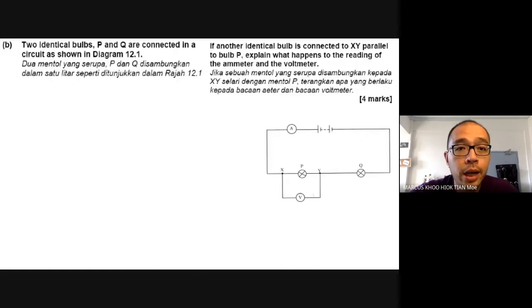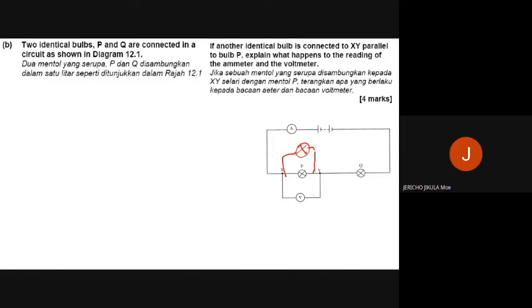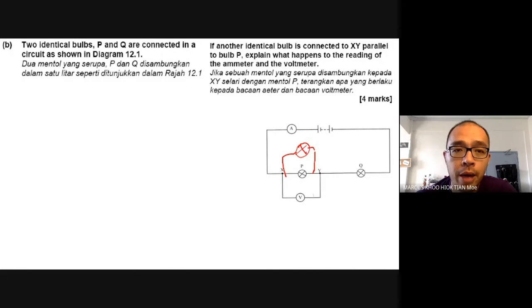Two identical bulbs are connected in a circuit as shown. If another identical bulb is connected XY parallel to bulb P, meaning the question says if I put one more bulb here, explain what happens to the reading of the ammeter and the voltmeter. Jericho. Ammeter reading increases and the voltmeter reading decreases. Okay, ammeter reading increases, voltmeter reading decreases.